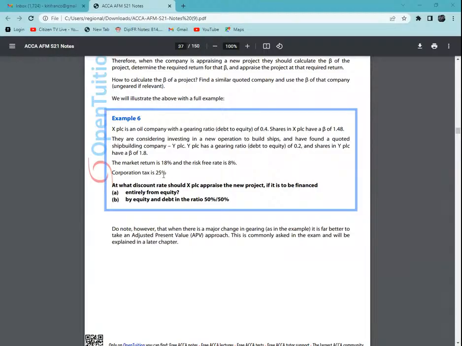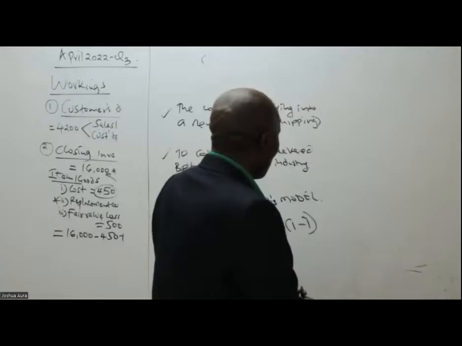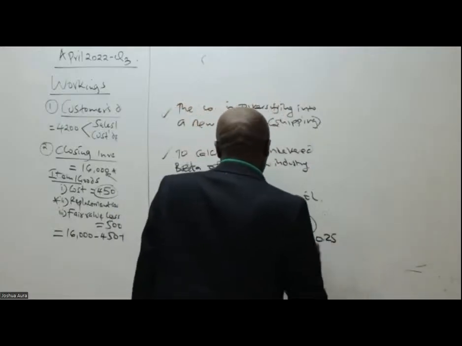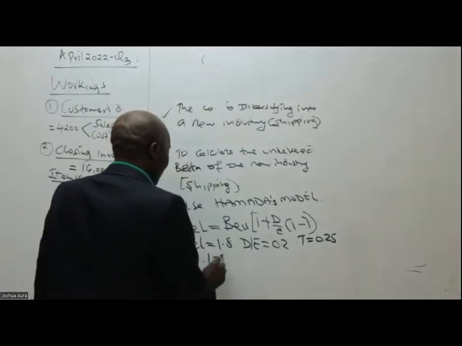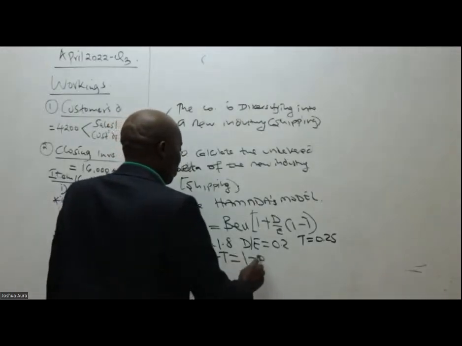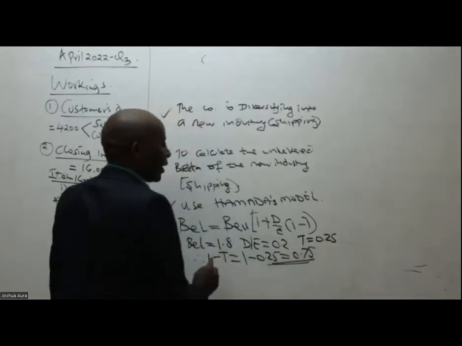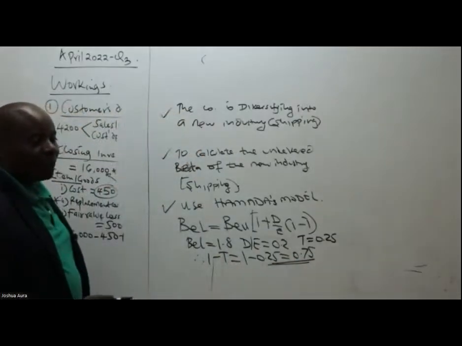And then the other thing they have done so nicely is to give me the risk-free. So the risk-free is 0.2. What here? Somebody, it is not risk-free, but the tax is 0.25. So tax is 0.25, and therefore 1 minus tax will be 1 minus 0.25, which will be 0.75.